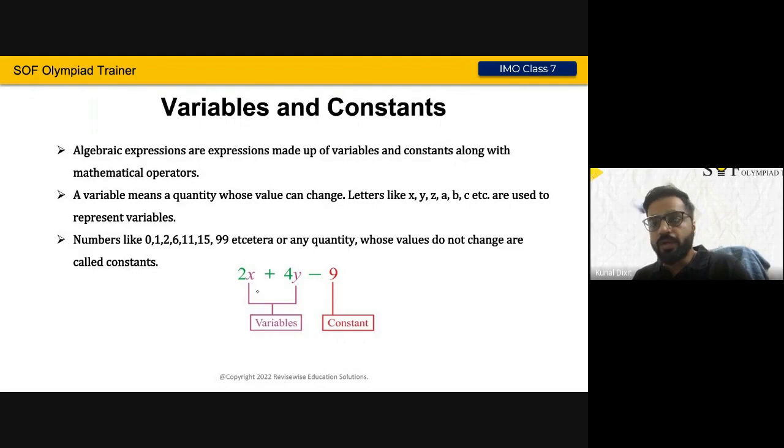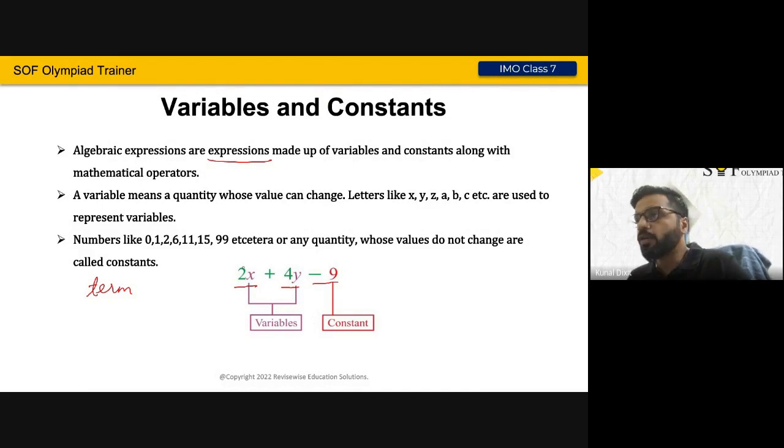So if you look here, there are three terms in this given expression. I would call 2x the first term, 4y the second term, minus 9 the third term. What is the terminology I'm using? Term. These terms together form an expression. Now, 9 is the constant, x and y are the variables.